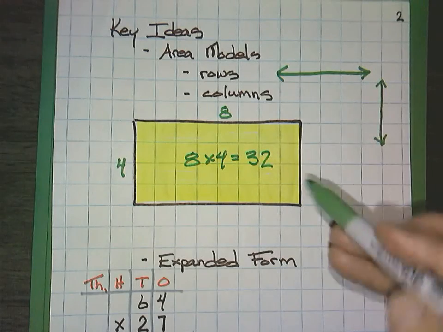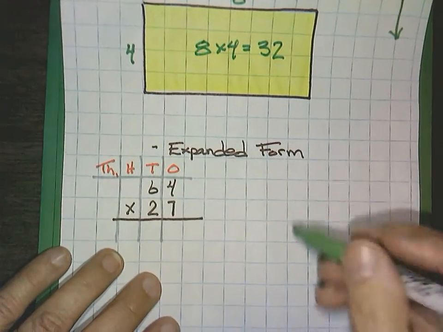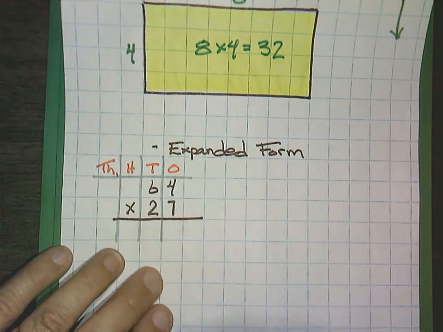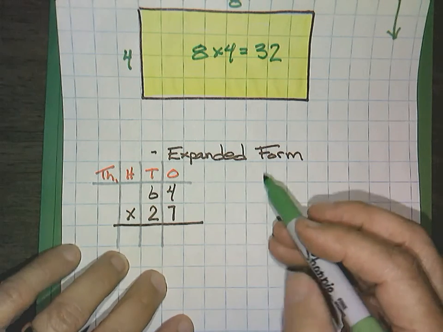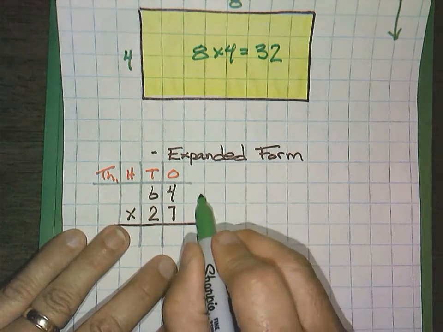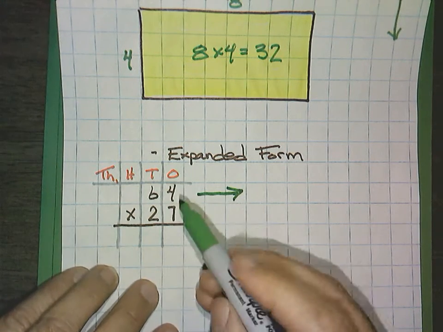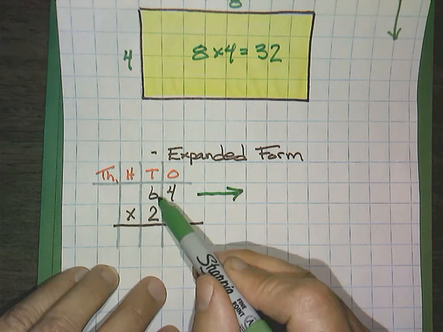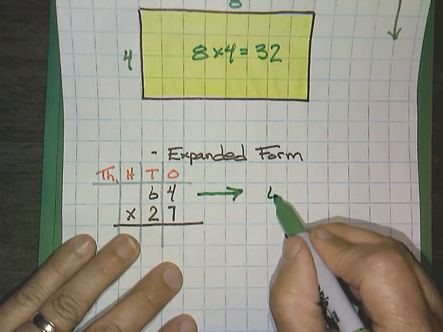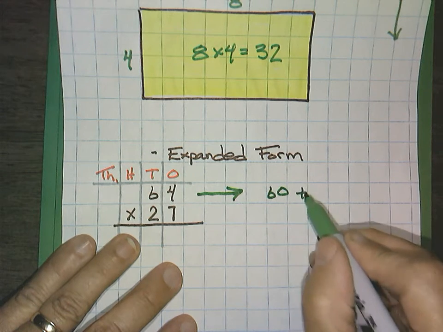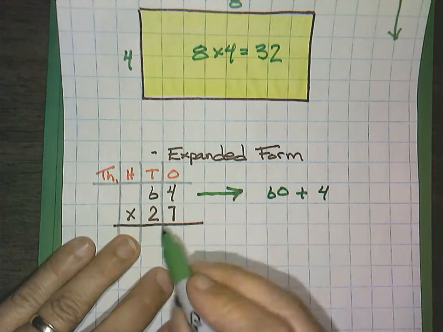Keep that in mind, but that's what an area model is. Please remember that expanded form, even though it's not in the title, you have to use your knowledge of expanded form to use an area model for 2 digits. For example, 64 times 27. Remember that 6 would be 6 tens, which would be 60. So 64 is really 60 plus our 4 ones. So that's what we mean by that.